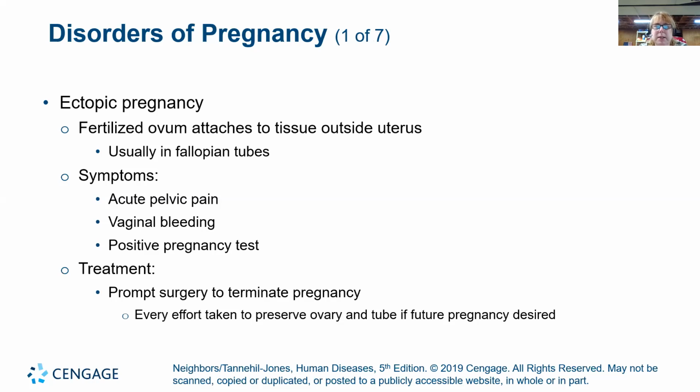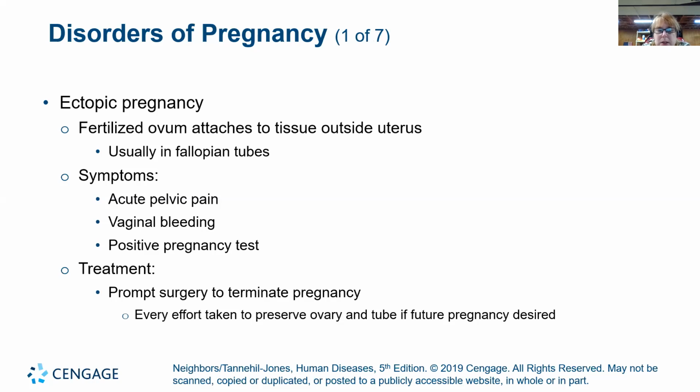Now we're going to switch to some disorders of pregnancy. An ectopic pregnancy is when the fertilized ovum attaches to tissue outside the uterus. It usually attaches to the fallopian tubes. So someone will have a positive pregnancy test, but they are in acute pelvic pain and vaginal bleeding. It is diagnosed also using sonogram.